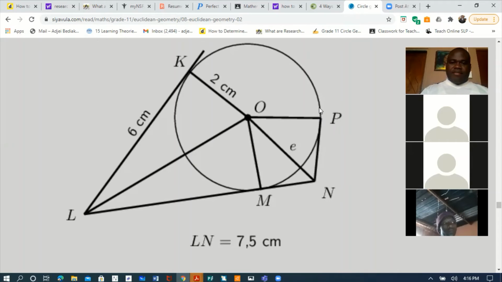Like right now, we have an arc here. This arc. We have an arc here. So if we draw a chord from point P straight to point K, then the space on this side will be the segment.